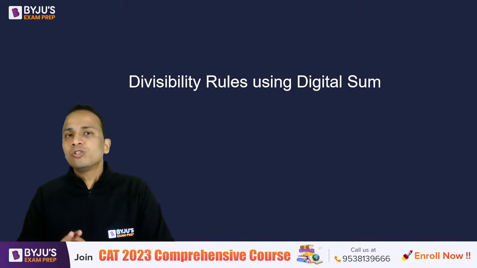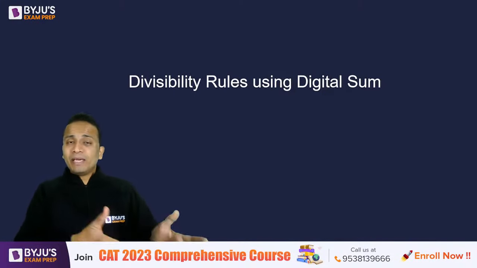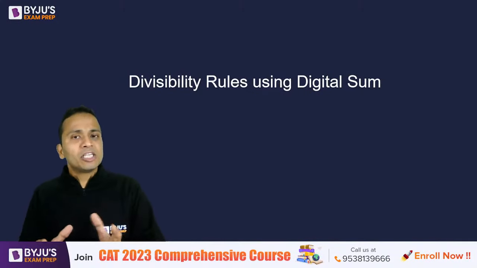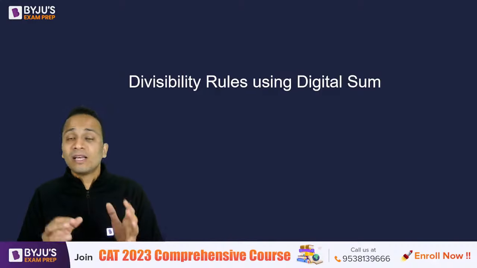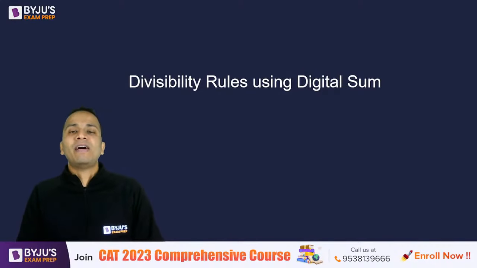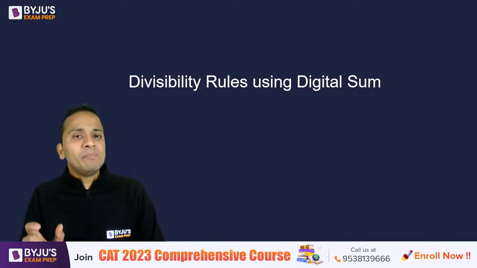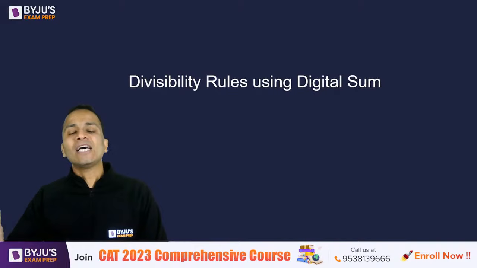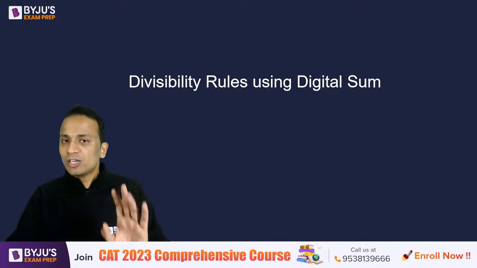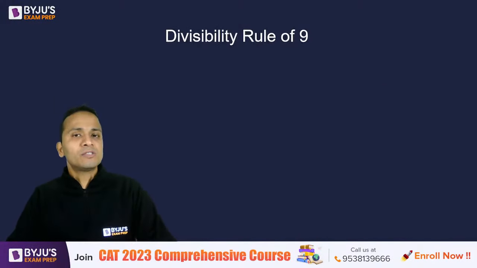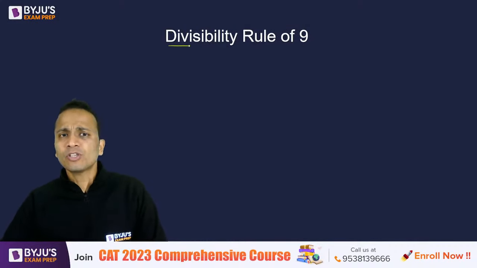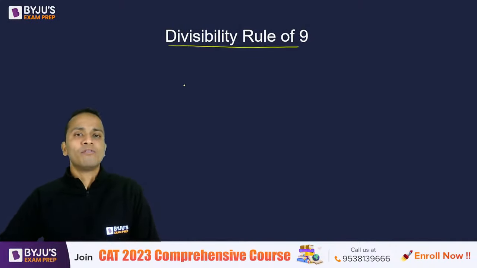So divisibility rules using digital sum. Now at the beginning of this session, I've already told you that digital sum is basically the remainder obtained when the number is divided by 9. So digital sum technique can be used to calculate the divisibility rule of 9 as well as 3. So yes, there are two numbers in which this particular divisibility rule can be used. All right. So first of all, let's have a look at the divisibility rule of 9.